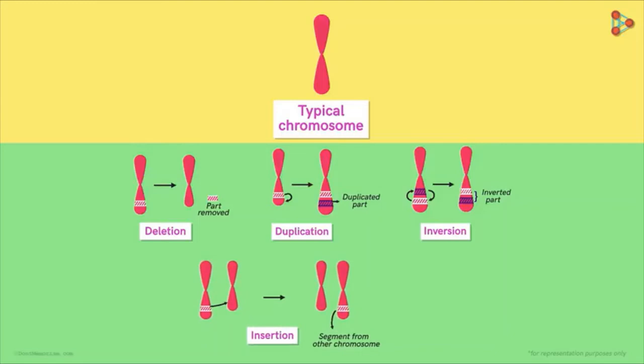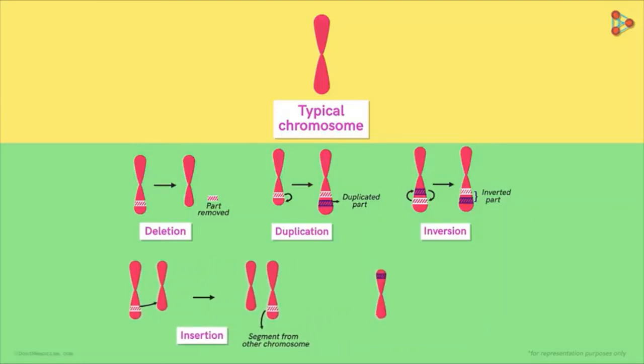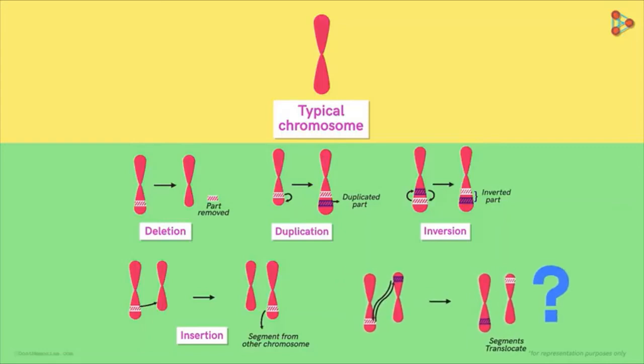And now comes the last type. Instead of a segment getting inserted into another chromosome, let's imagine a situation where a segment from each chromosome gets interexchanged. So this segment will get into this chromosome and vice versa. This kind of mutation also results in abnormalities as both the chromosomes get altered completely. Any idea what this type will be named? Well, this type of mutation is called translocation.